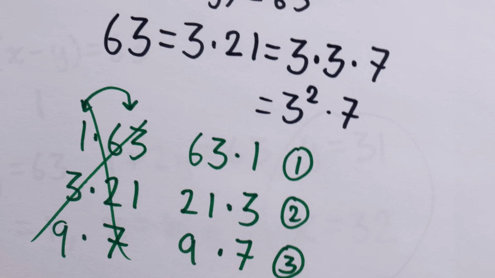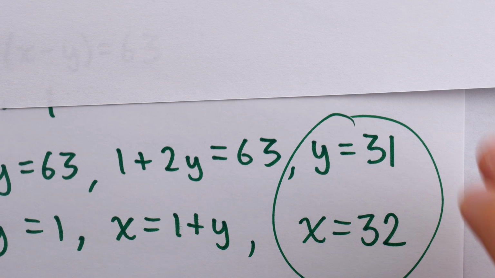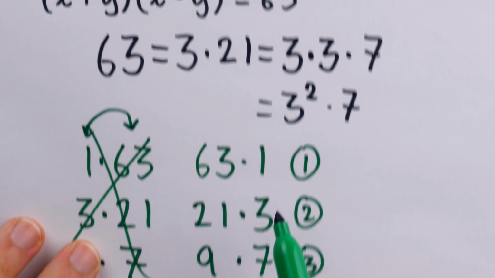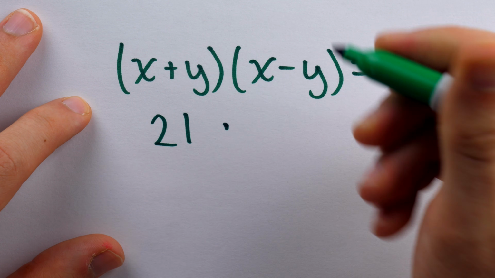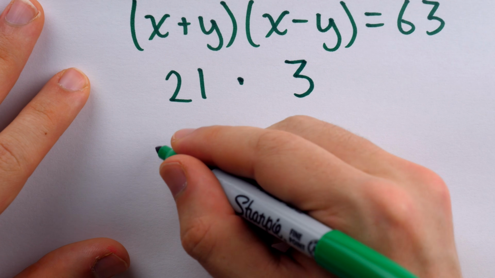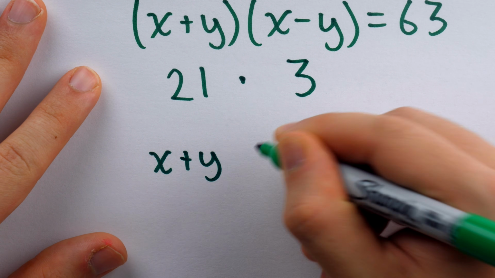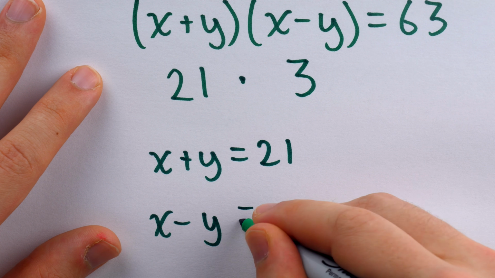So we just investigated this first factorization and found y equals 31, x equals 32. That is a wife and husband pair of animals bought. Let's move on to the second factorization, 21 times 3. In this case, we would have that x plus y is 21 and x minus y is 3. So let's write those equations. X plus y equals 21 and x minus y equals 3.